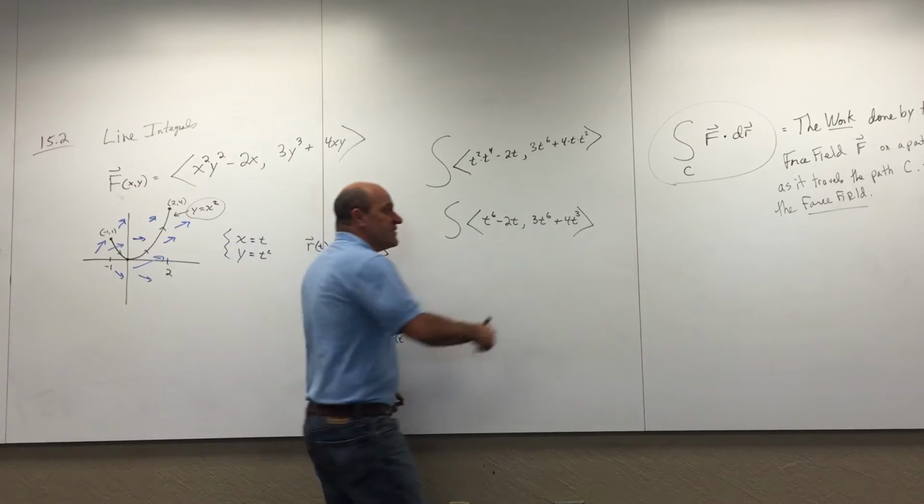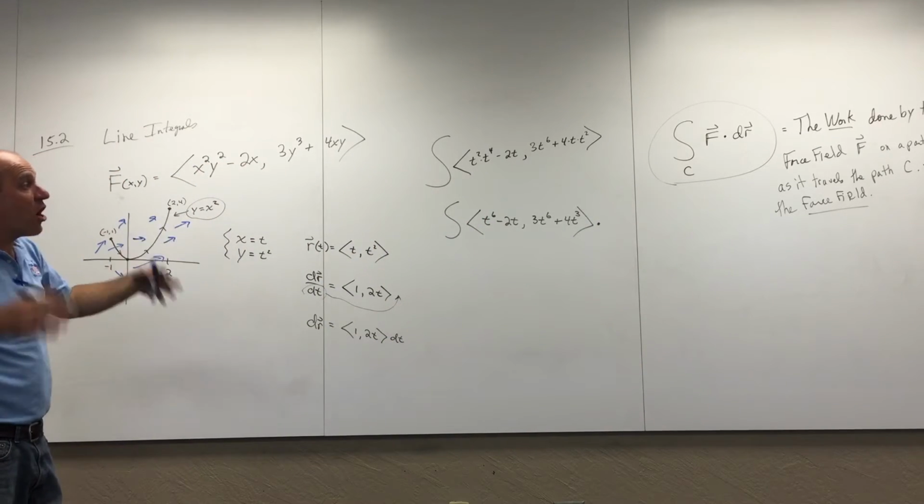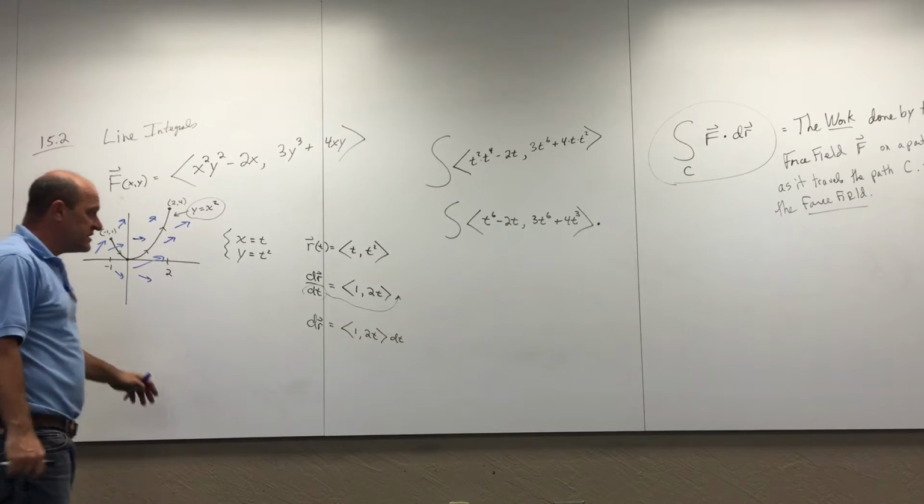Awesome. I need to dot product that vector field with dr. That's what the original problem says. Where's dr? Here it is.